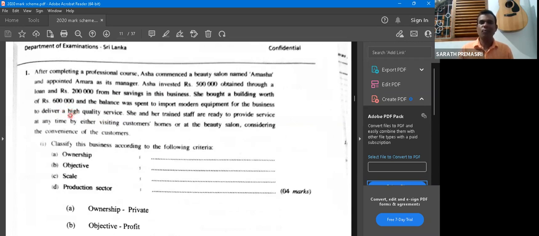Let's discuss a little without me giving the answer right away. Now, one is here, high quality service. What about this one? Provide service at any time by either visiting homes or beauty salon. Providing service at any time, it is a kind of strategy. The round-the-clock service is also a strategy. The other one, you see, considering customers' convenience.